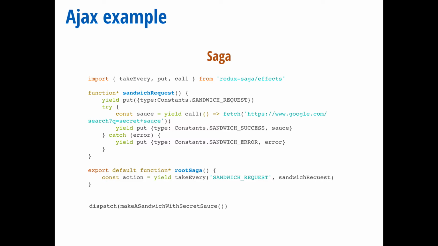In this case, with Sagas, we have the root Saga here, and we say take every request of sandwiches, and then you call this promise, fetch, and then you will receive either the success or an error, and this has no callbacks. So we can do more complex stuff, and nest and so on, and then I do something else and so on.